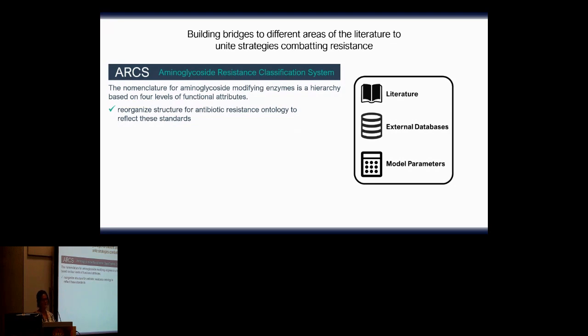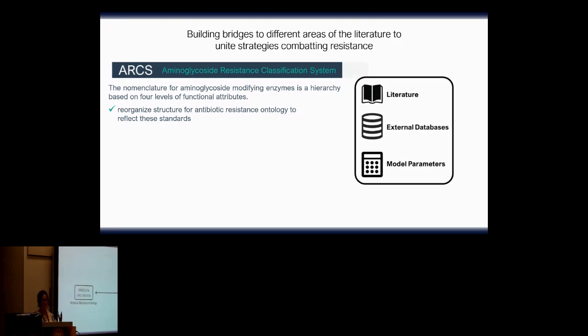Abiding by the guidelines first proposed back in 1975, I worked with their team to restructure their antibiotic resistance ontology for these modifying enzymes in order to reflect the hierarchical nature of the nomenclature. These guidelines will be laid out on the website as part of what I call ARCS, which is the Aminoglycoside Resistance Classification System.